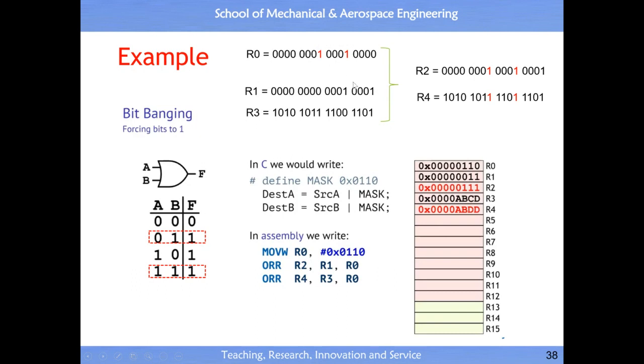If the input is this one, then this bit will be forced to be 1, and you get this one. If this is the input data, then this bit will be forced to be 1, and this bit will be forced to be 1, then you get 1, 1. Then what is the result of this one? So this is 0, 1, 1, 1. Then R2 will be equal to 0, 1, 1, 1. What is this? This is A, B, D, D. So you get A, B, D, D. All right, so this is the instruction.